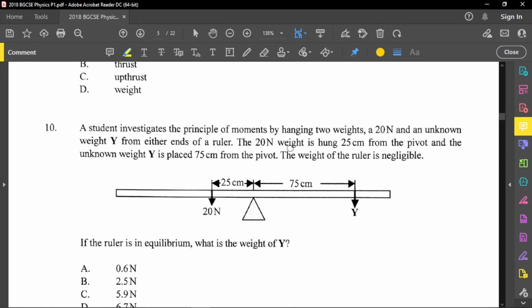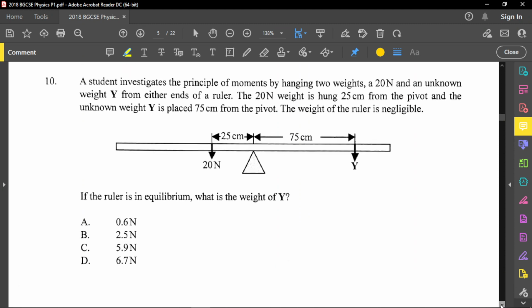The 20 Newton weight is at 25 centimeters from the pivot, as you can see right here, and the unknown weight was placed here at 75 centimeters from the pivot. It said the weight of the ruler is negligible, which means the weight of the ruler is not taken into account. So we're going to consider it as negligible.